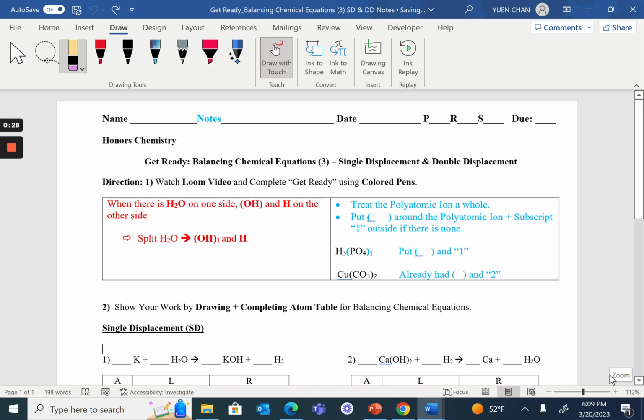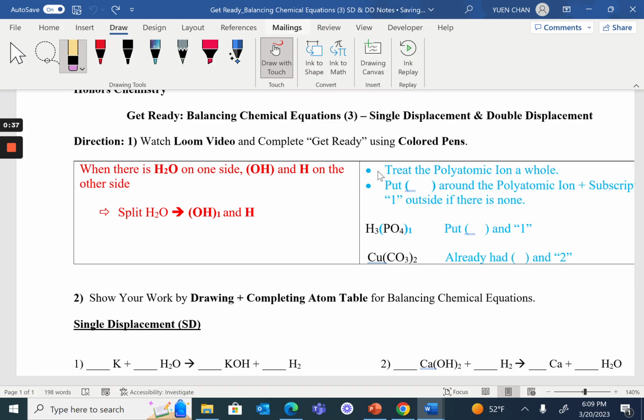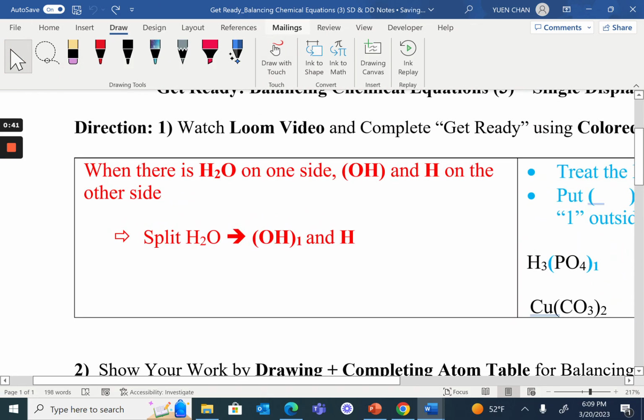All right, so I'm now assuming you already got the notes down. I'm going to talk about the left-hand side. When you have water, H2O, on one side, and then you have OH and H on the other side, like this, H2O is not necessarily always on the left, and OH and H not always on the right. They can be switched, as long as on one side you have H2O, the other side has OH and H.